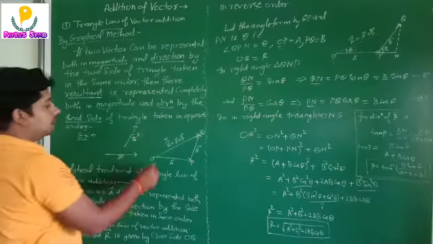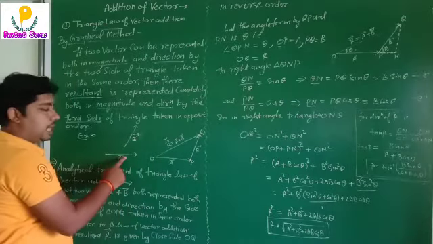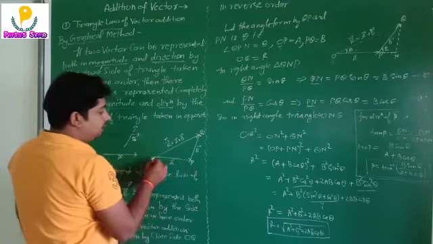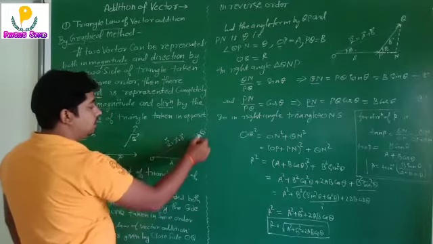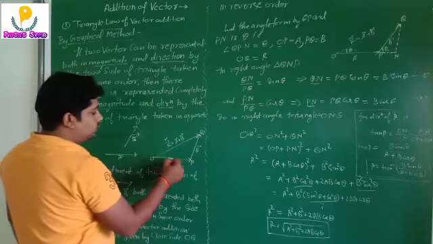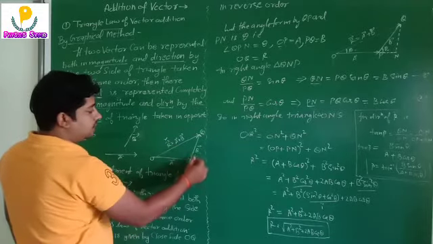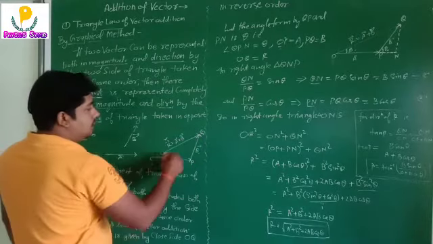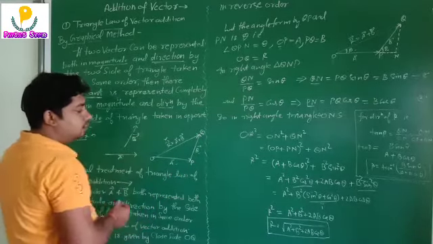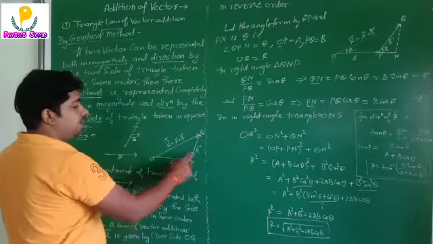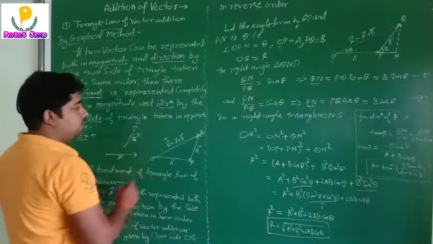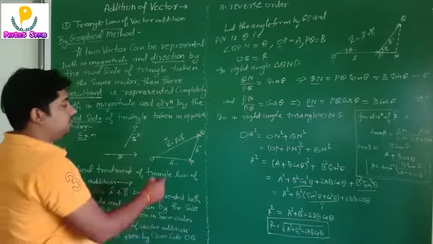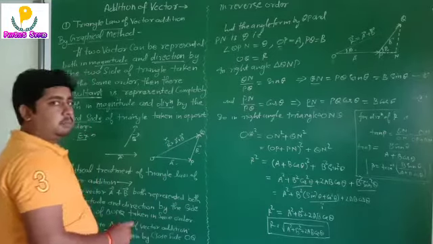That means if we want to add two vectors, and these two vectors represent two sides of the triangle, here we have taken OP and PQ. OP represents vector A and PQ represents vector B. In that case, the third side in the opposite order represents the resultant of the sum of these two vectors. So R is equal to vector A plus vector B. This is the graphical method, in which we have only the vector term.